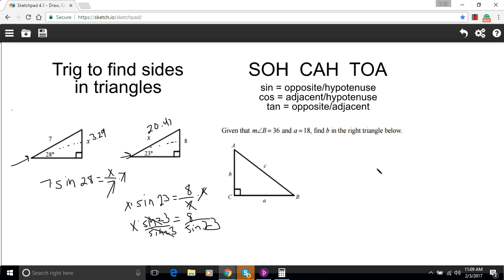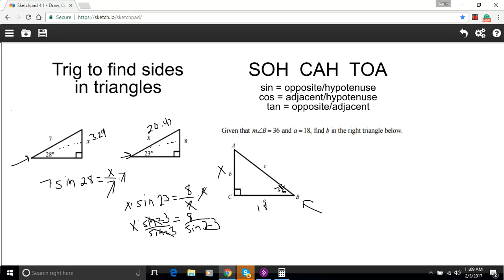Let's try one more. This one says angle B is 36, so we'll fill that in here. And this is our perspective from this angle right here. And side A is 18. And we want to find side B. So this is the one we're looking for.